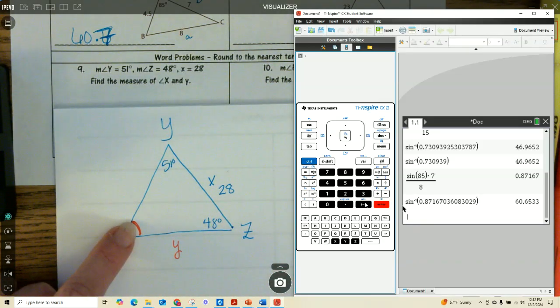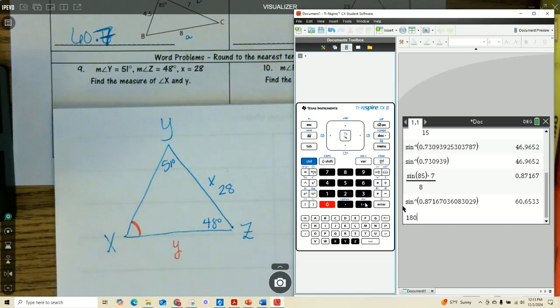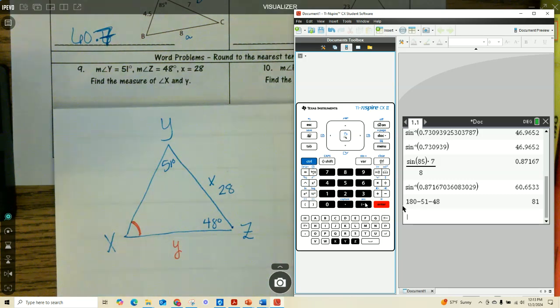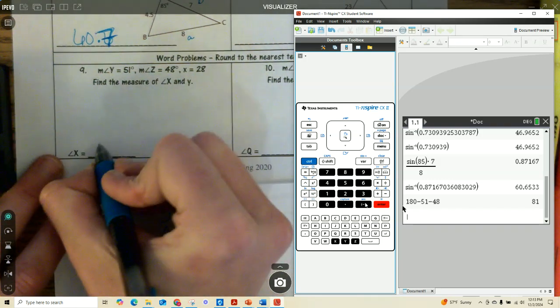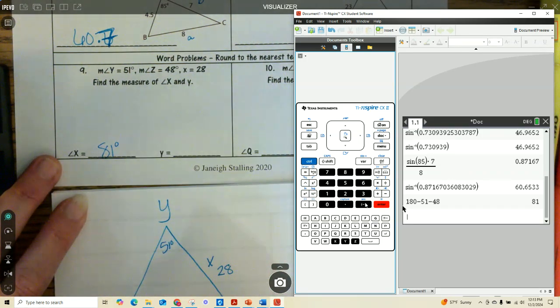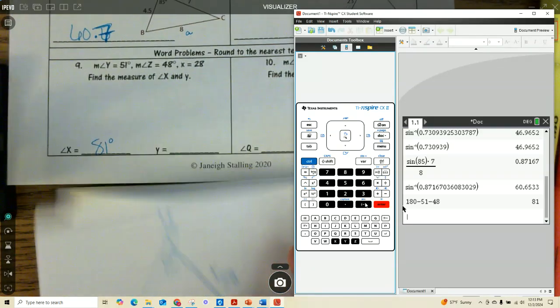Do I need to do anything fancy to find the measure of angle X? What's the easiest, quickest way to find the measure of angle X? All three angles in a triangle always add up to 180. So subtract the two we're given, and angle X measures 81 degrees. Okay.